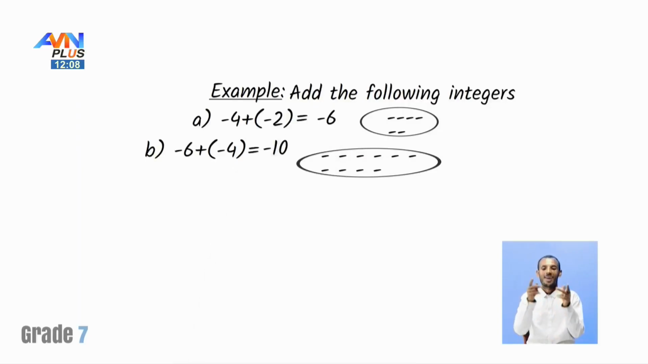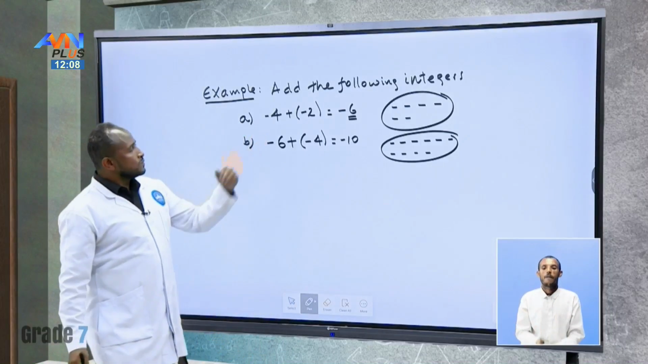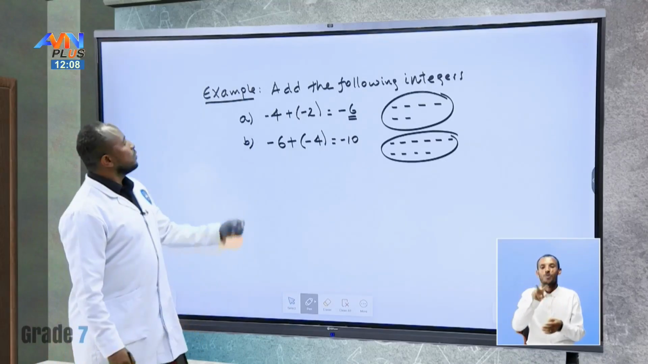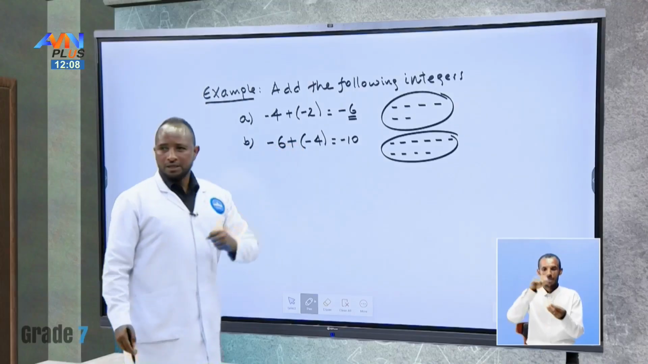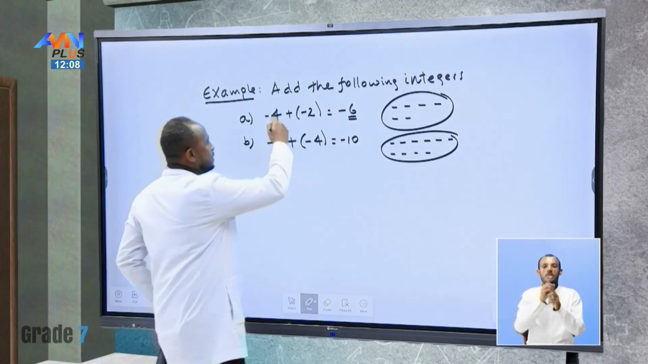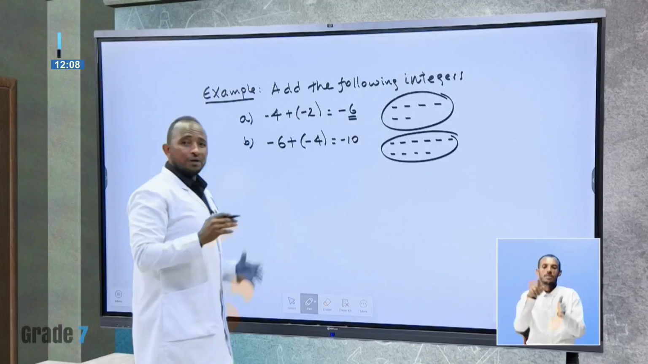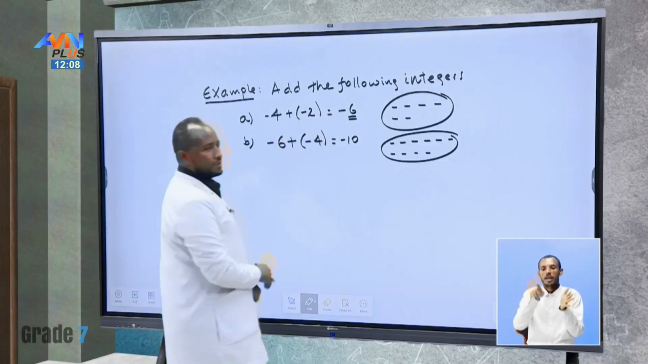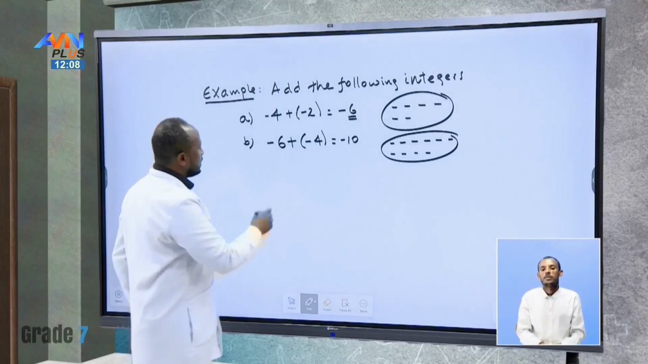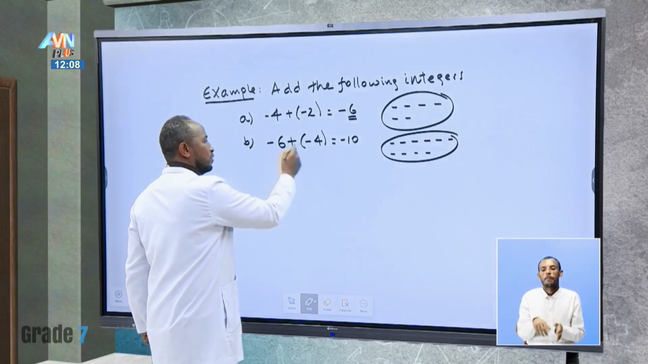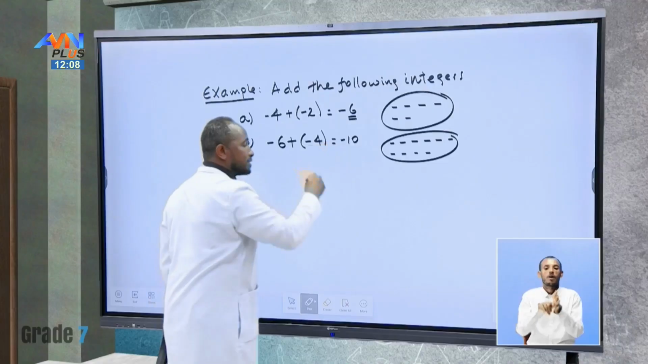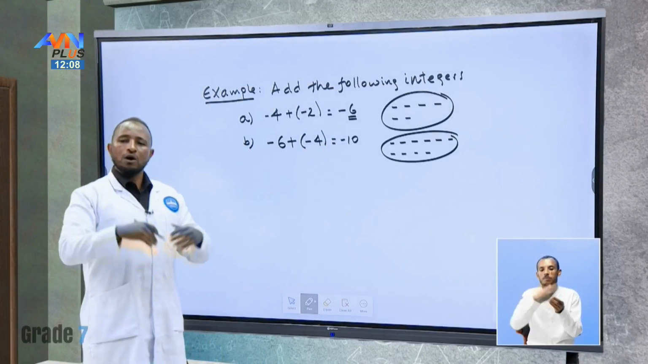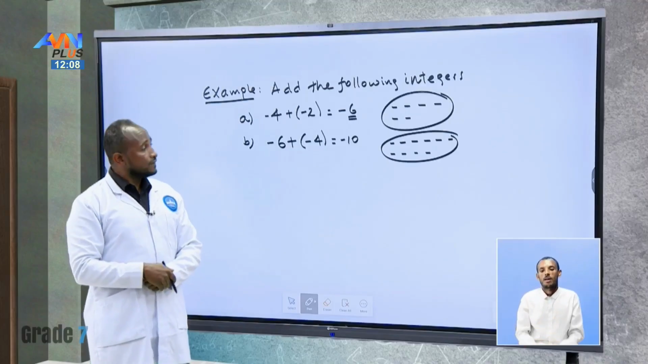Okay, now, from these two examples, what do we conclude? Look, when you add 2 negatives, the answer will always be negative, and you add the numbers. You add 4 and 2, you have 6, the answer will be negative 6. Again here, both are negatives, so the result will be negative and add the numbers 6 and 4. 6 and 4 is 10, you have 10 negatives, so the answer will be negative 10.